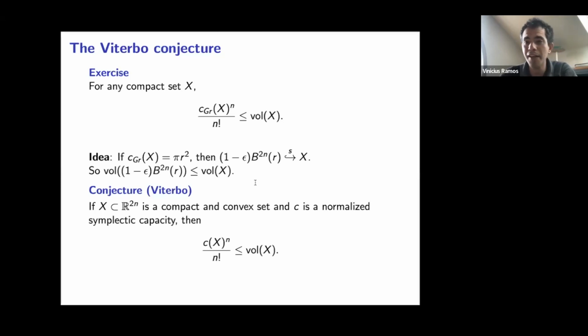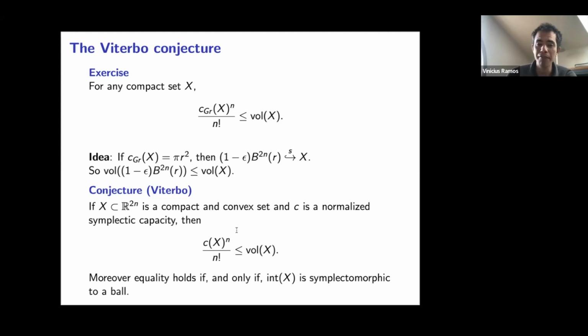Okay, so then Viterbo, looking at some examples, he conjectured the following thing. He knows this can't be true for every set and for every capacity, but he conjectured that for convex sets, this inequality always holds for a normalized capacity. So that's the Viterbo conjecture, that for a normalized capacity and a convex set, we have the same inequality. And moreover, we only have the equality if X or the interior of X is symplectomorphic to a ball.